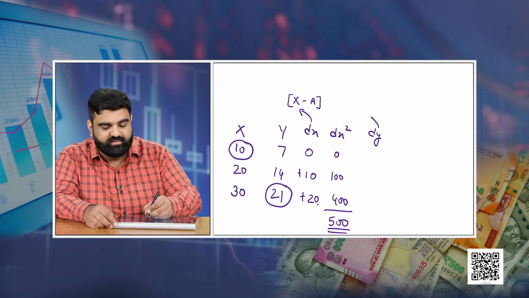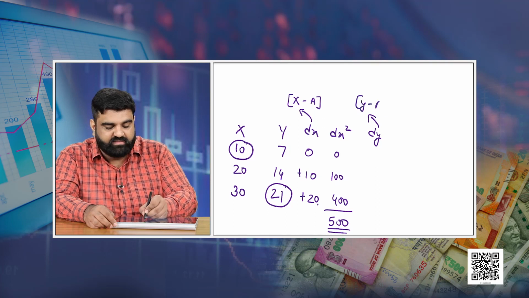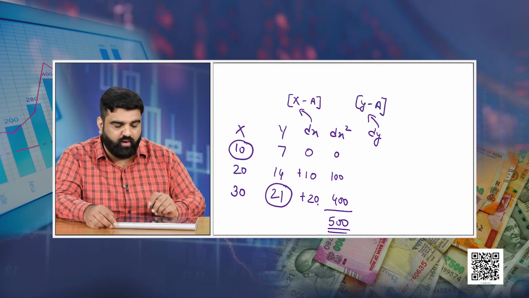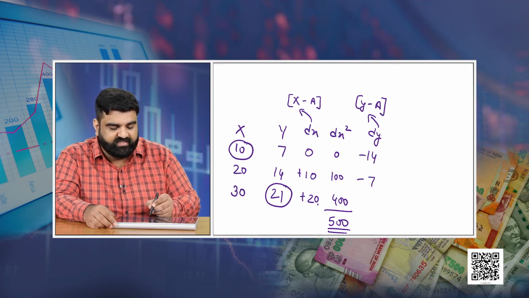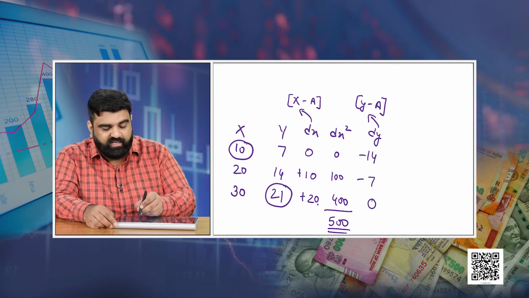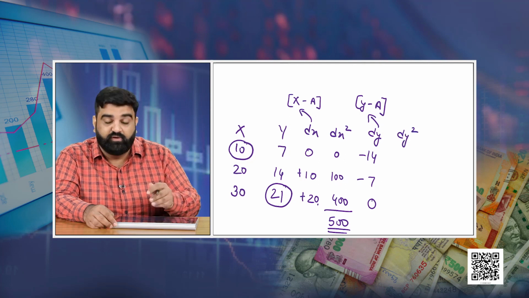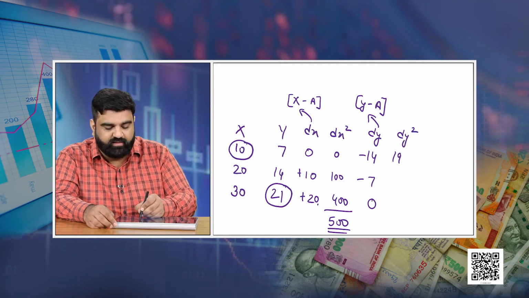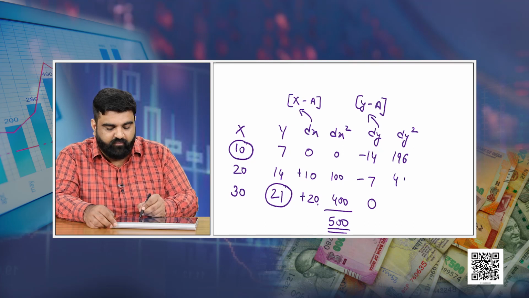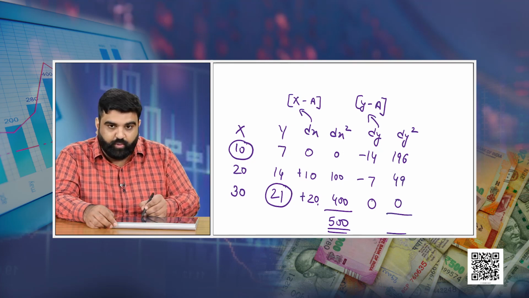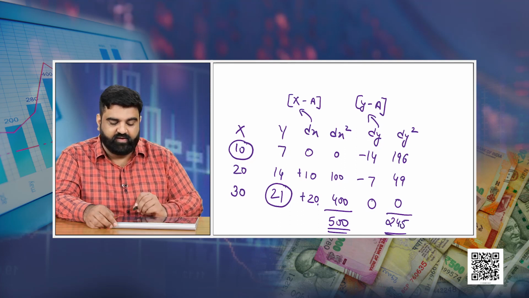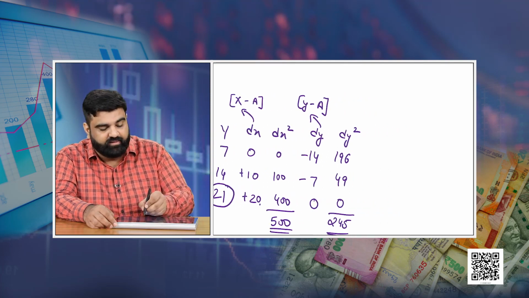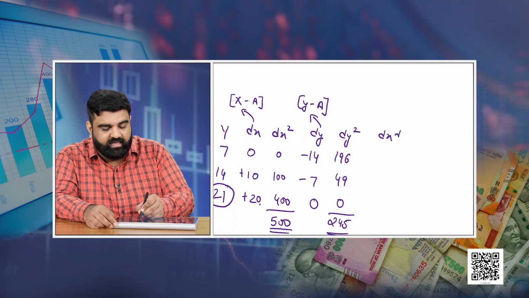So, dy is y minus the assumed mean of the y series, which will be minus 14, minus 7 and 0. Now, let us square these values. So, this will be dy square, which will be 196, 49 and 0. The total of this will be 245.